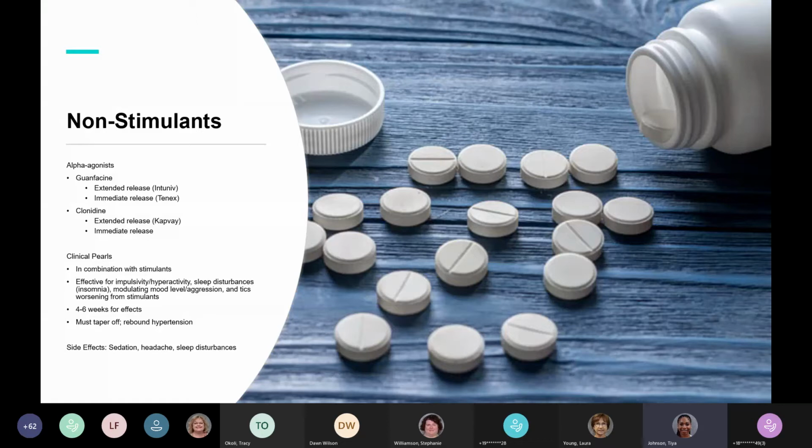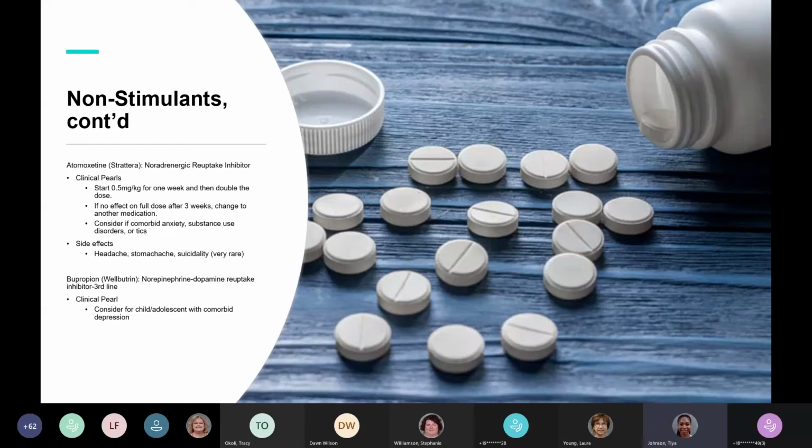So we use it in that setting. Now, common side effects with the alpha agonists include sedation, which is usually what we're using it to help us with. I use a lot of clonidine to help with sleep, insomnia in kids with ADHD. Another side effect is headaches and then sleep disturbances. Sometimes I have gotten parents that have complained that their kid is having nightmares with the alpha agonist. So that is something that you have to watch out for.